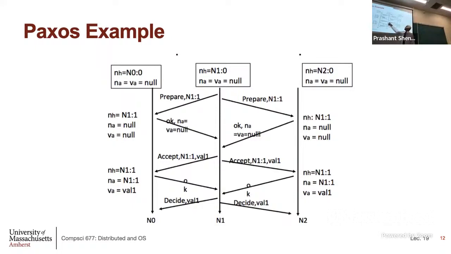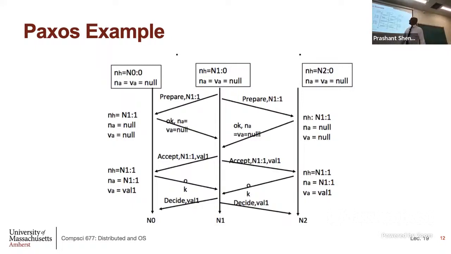In this case, the leader picks a value val1, and then says, let's all agree on val1. It sends the same value to both of these nodes. They get val1, they say fine, they send an OK, and then the leader says we decided on that. Yes, that's a very simple protocol.